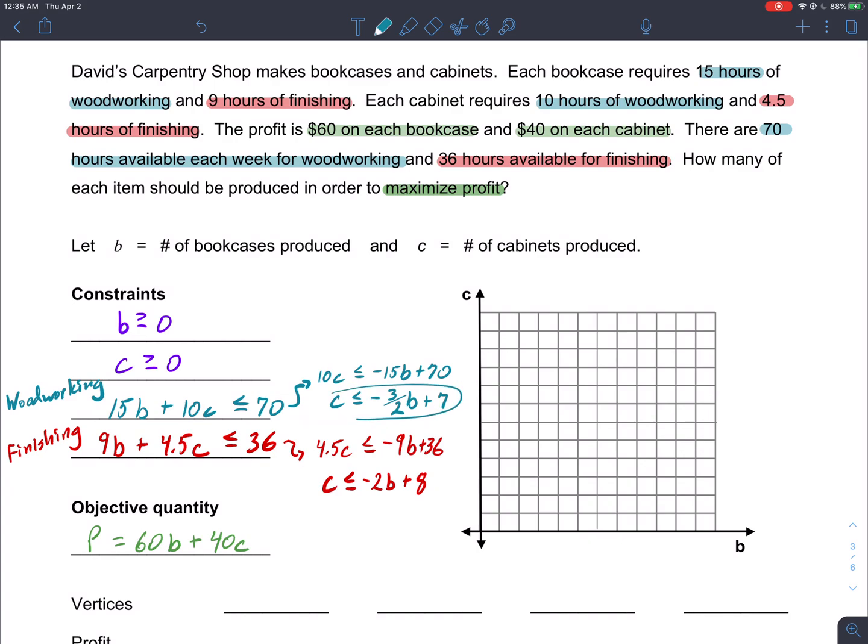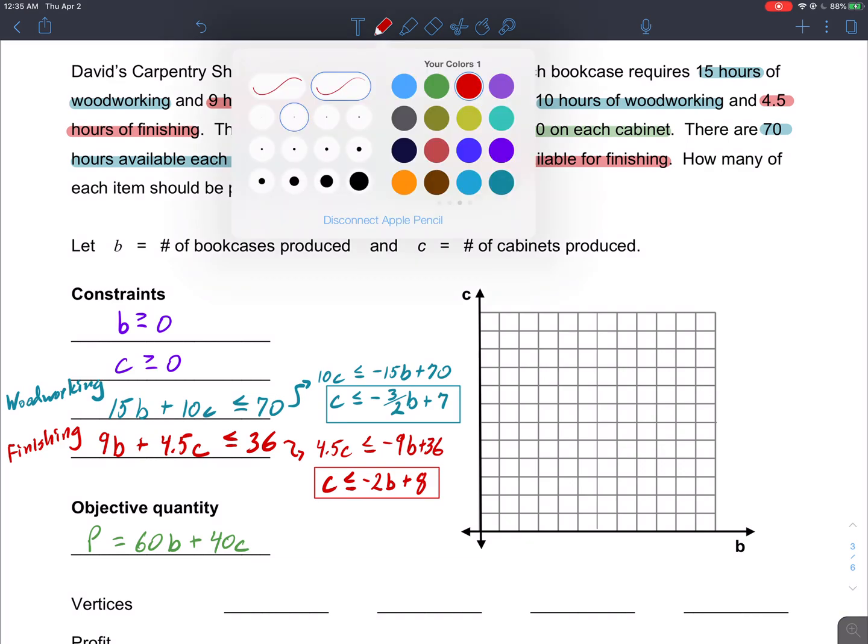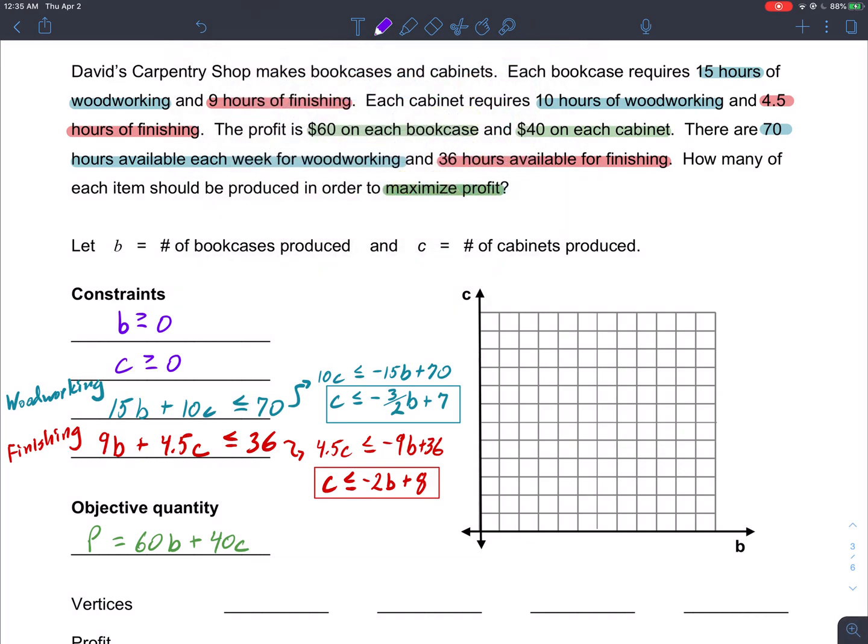I want an oval. Daggone it. I'm just going to go with a square. Why not? All right, it's that equation and that equation that I am trying to graph here. All right, so I said equation, I really should have said inequality. Now that we've got our inequalities in the form we want, let's graph them.